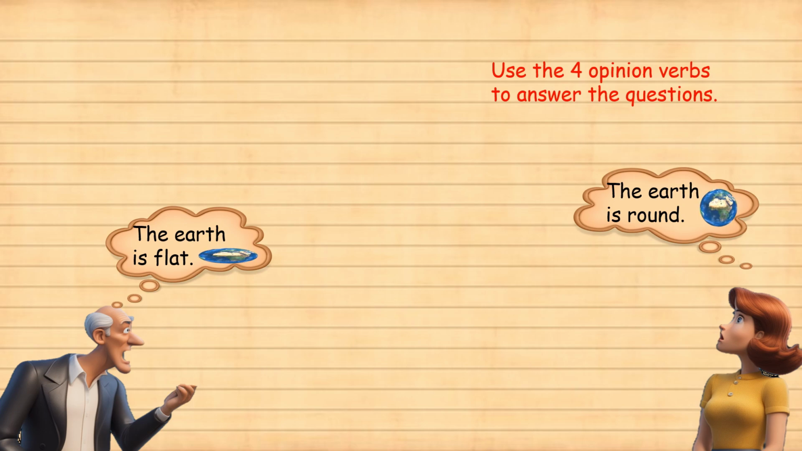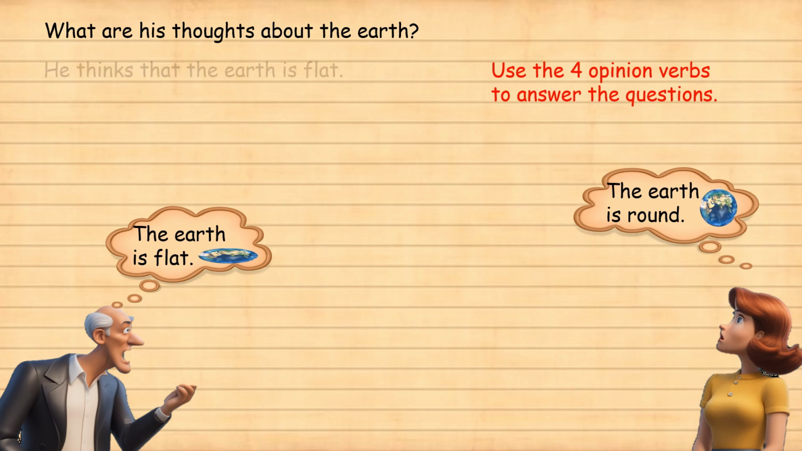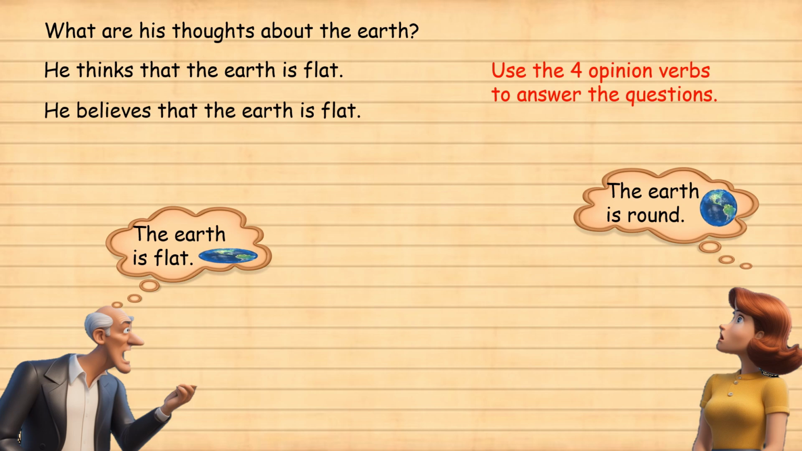Use the four opinion verbs to answer the questions. What are his thoughts about the earth? He thinks that the earth is flat. He believes that the earth is flat. He understands that the earth is flat. He knows that the earth is flat.